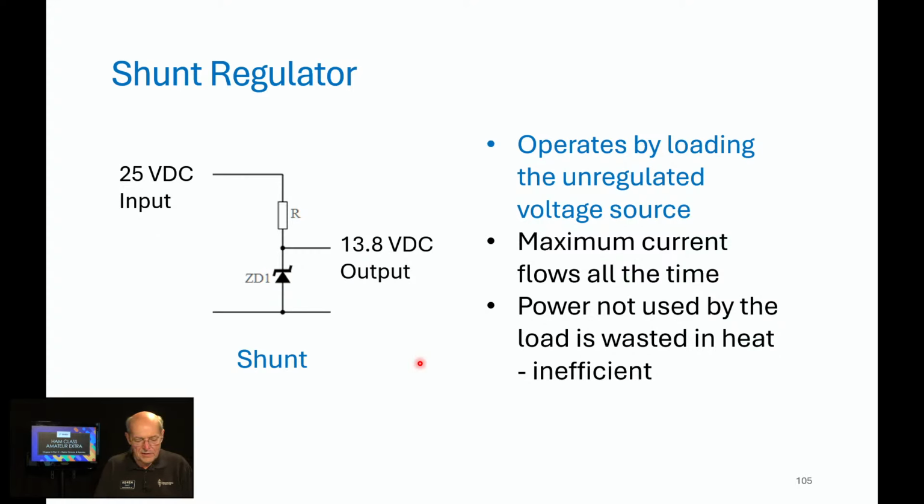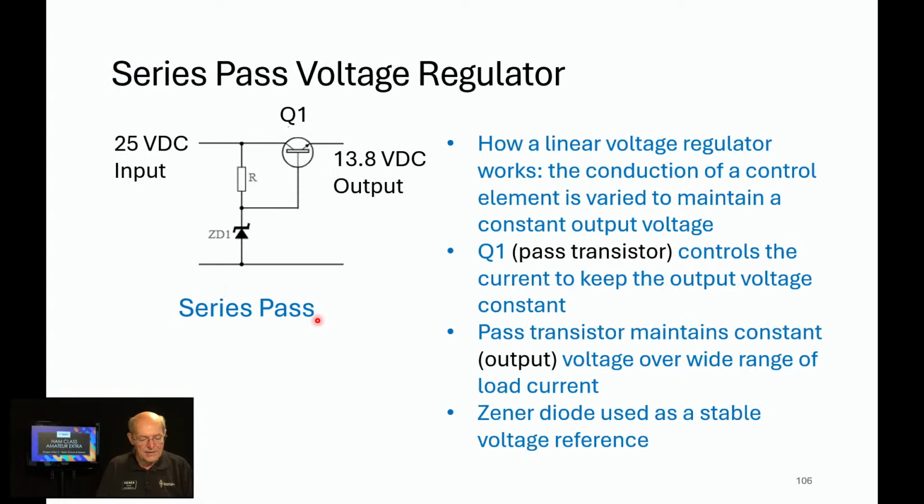And of course, that's very inefficient. Maximum current flows all the time, so the power that's generated is wasted as heat here. Now, a whole bunch of pool questions about the series pass voltage regulator. So 25 volt DC input, 13.8 volts output, and a Zener for a reference.